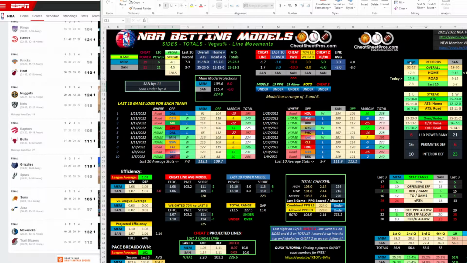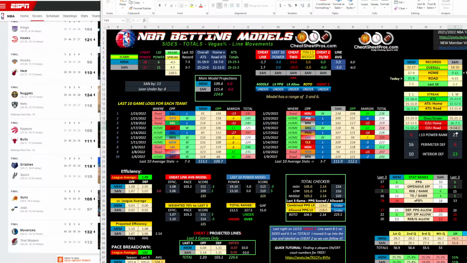Now, another thing to pay attention to over here are your trends. So we've got your ATS records, home, away, overall for the season. We've got your ATS overs, unders, differences between when they're at home and when they're on the road. Now look right here at the Spurs. The over-under is 16-7 when they're at home, but 9-14 on the road. That's something to pay attention to.